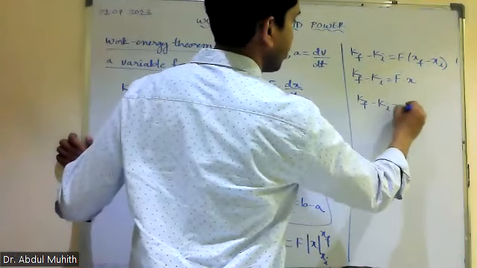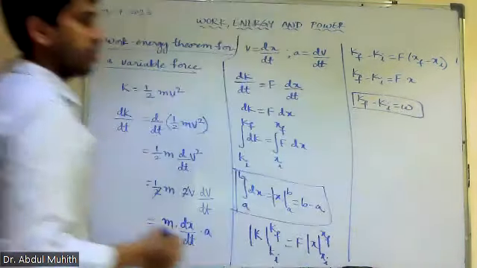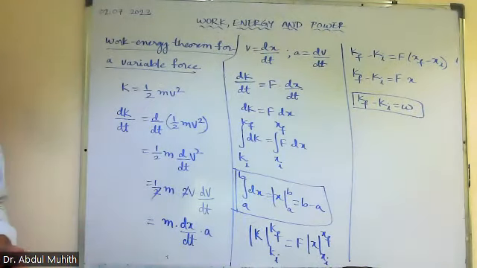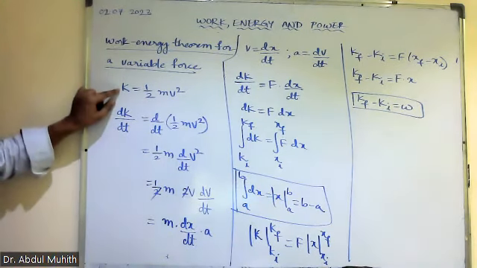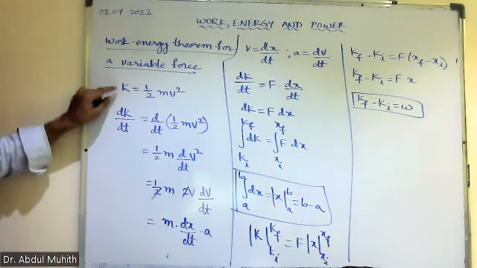Change in kinetic energy equals work done. This is again the work-energy theorem for a variable force. Once again from the beginning. After that, integrate, like d by dt of v square. How did you get dv by dt? Yeah, I'm doing it here. Half m into 2v and then dv by dt. From the beginning, see, kinetic energy is half m v square.